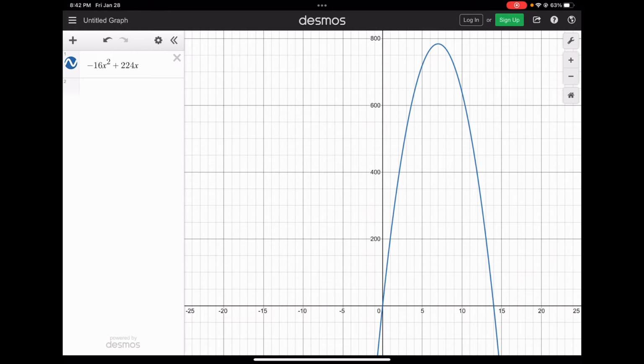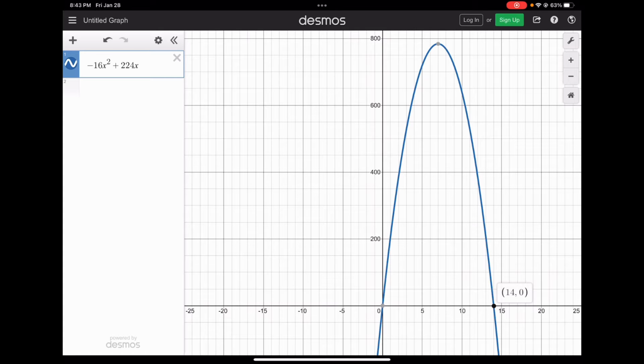So this is my origin at 0, 0, that is my cannon. The great thing about Desmos is if you click on the graph with your mouse, it'll show you a point, and if you click it again, it'll tell you what that point is. So this point down here on the right that I just clicked, 14, 0, that is my x-intercept.